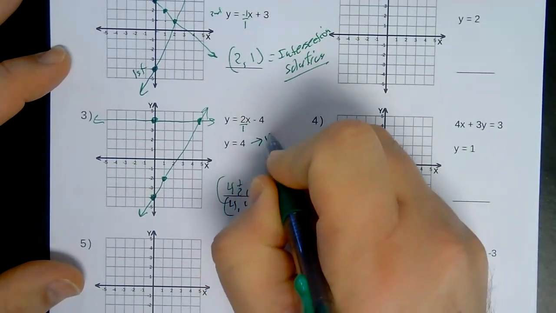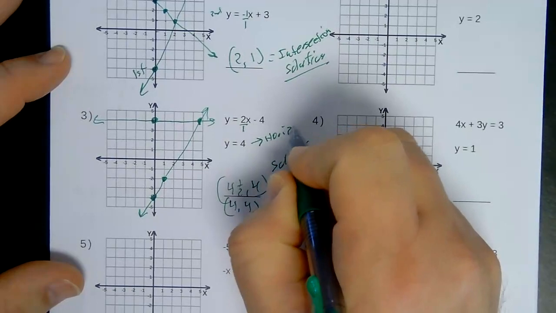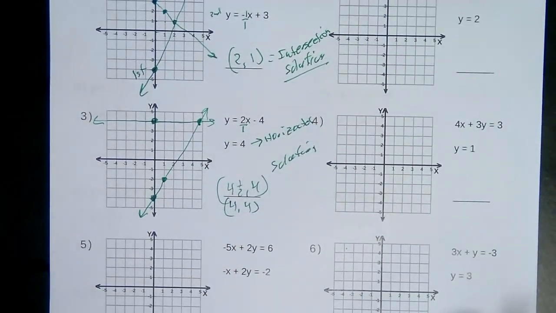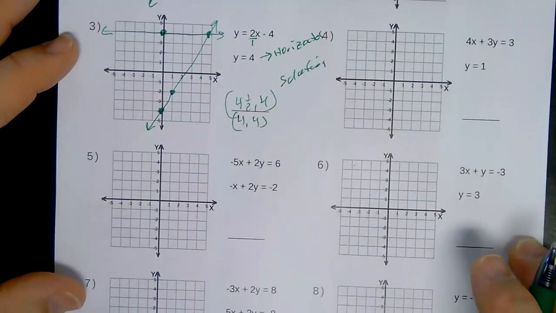Again, this line right here is a horizontal line. So I'll put that on there for you so you remember. Horizontal line going through 4. All right. Number 5.